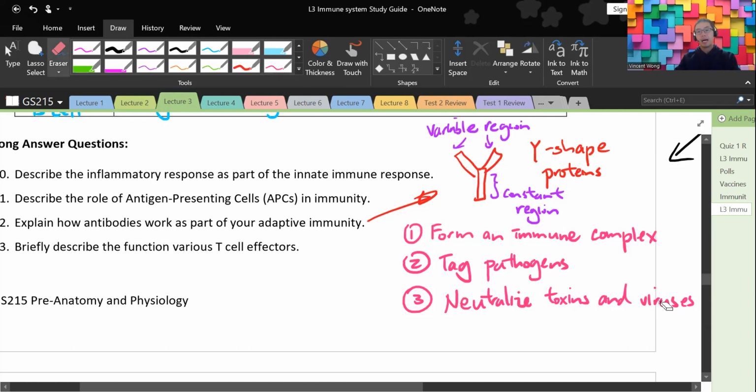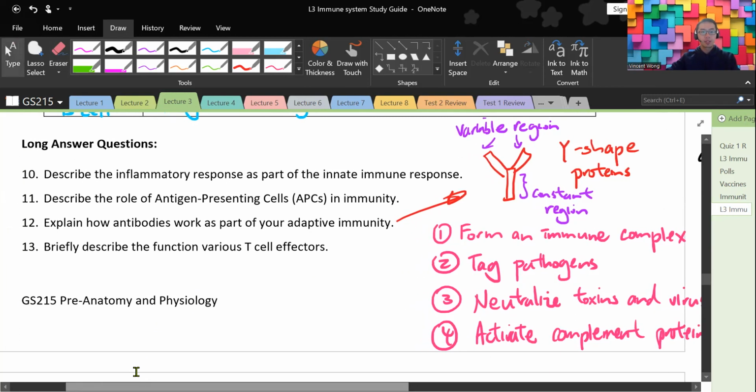Okay. Same thing for viruses. Okay, if an antibody binds the virus before they enter the cell, it basically blocks their entry. Okay, and last one is the ability to activate complement proteins. Okay, so there you have it for four ways of how antibody works.